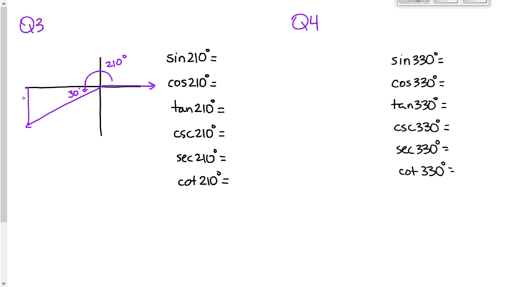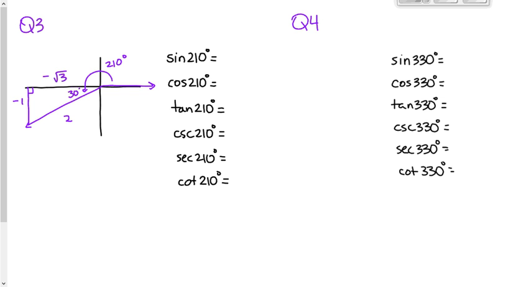Drop the perpendicular to give you your reference triangle. Label the sides 1, 2, square root 3. And because we went left, we need a negative to indicate direction on the adjacent. And because we went down, we need a negative to indicate direction on the opposite. Now we go through the same procedure you saw earlier.